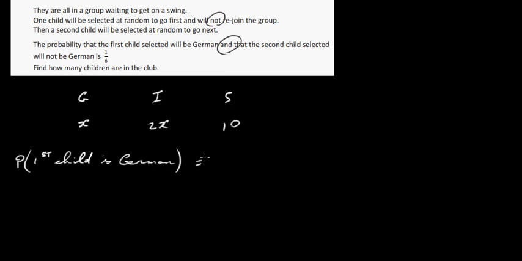First child is German. Now, what's the probability of selecting a child at random and that child will be German? Well, the number of German children is x over the total number of children, which is x plus 2x plus 10. So that's simply x over 3x plus 10.